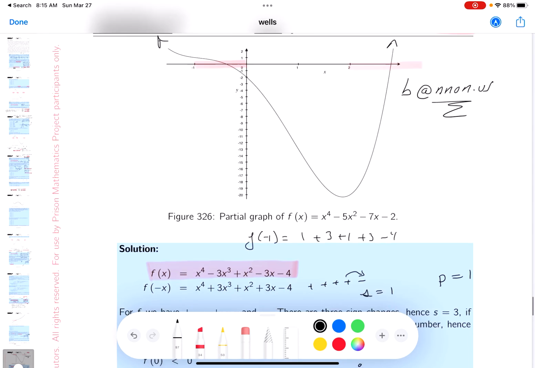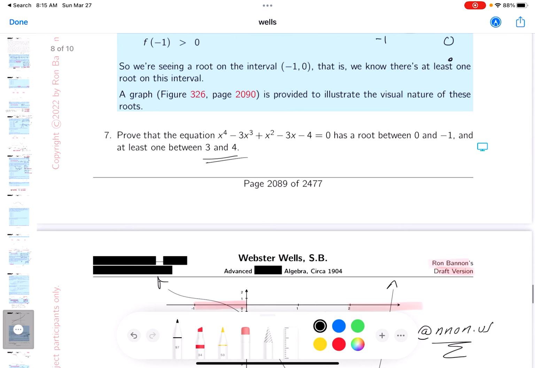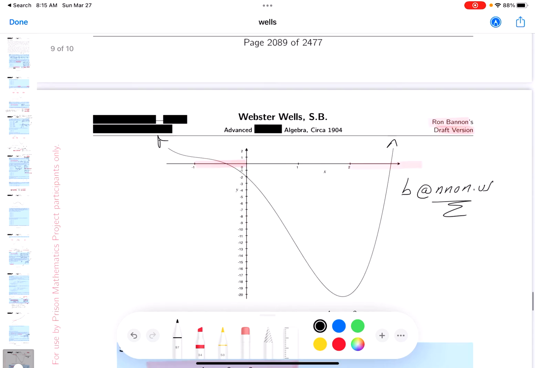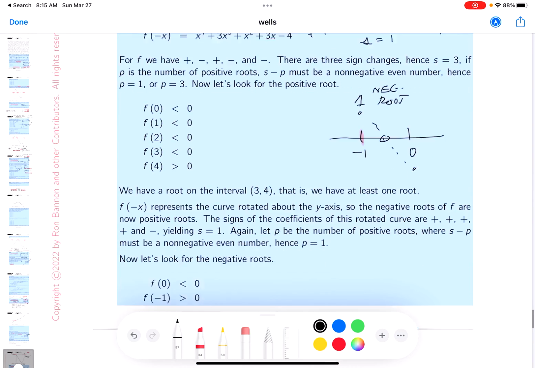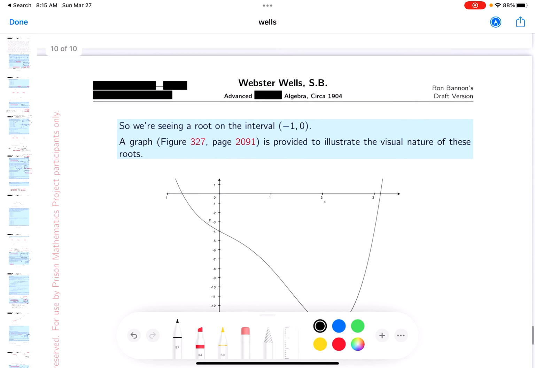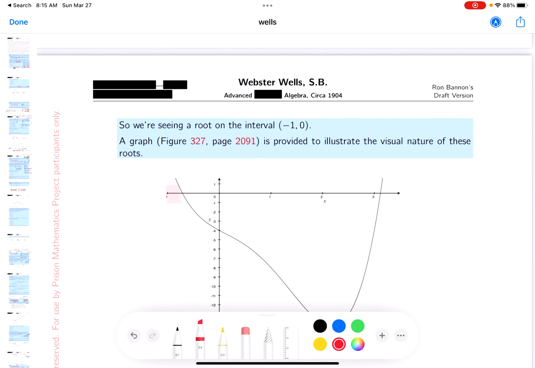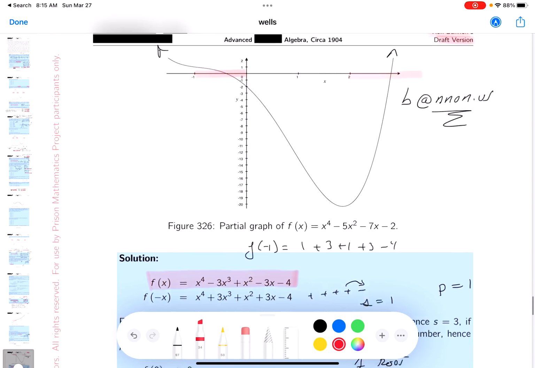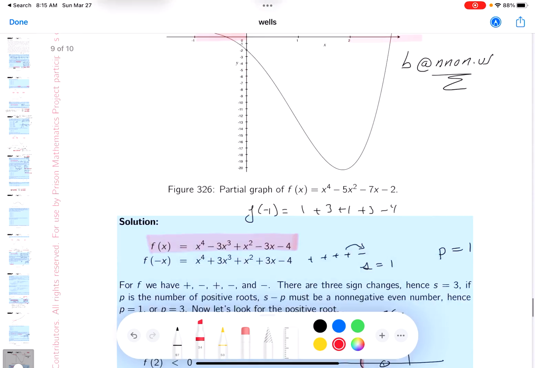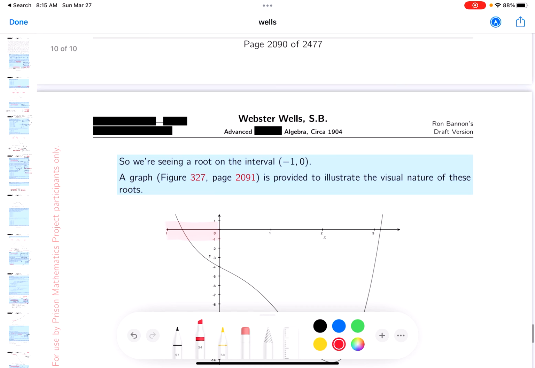All right, so I believe we've shown what they asked us to show. Yep, it has a root between those. All right, let's look at the picture. And again, I want to point out in the picture what we're looking for. We're looking for the 1 negative root right over here. And remember, we said there was a root between 3 and 4. I did say that. Right over here. What's nice about the picture is it illustrates exactly what's going on.